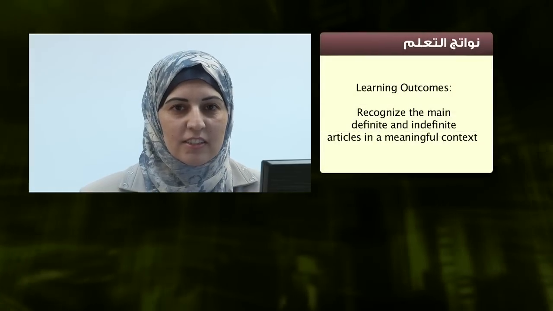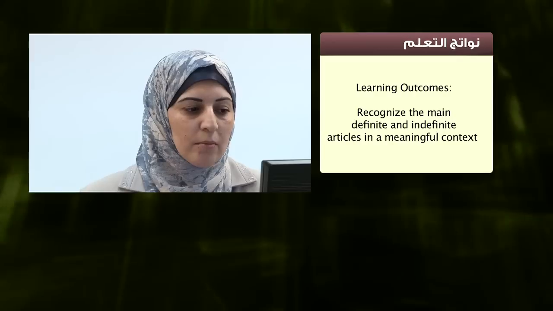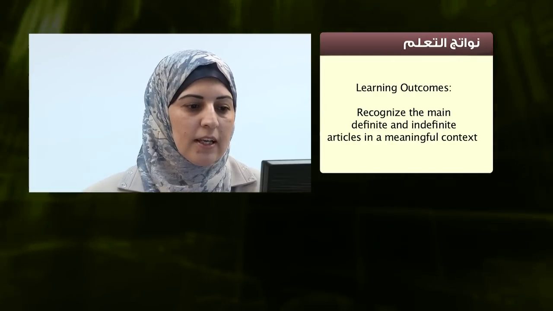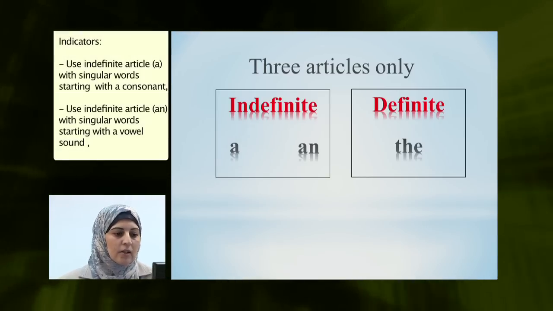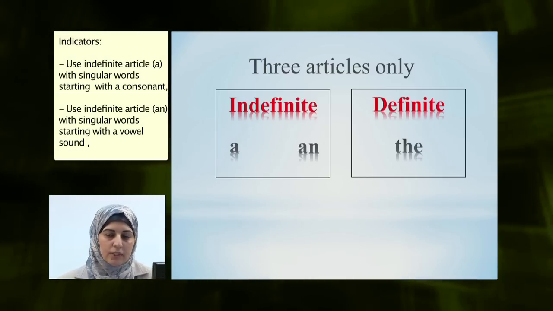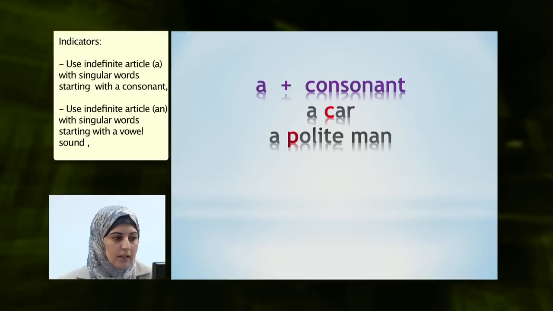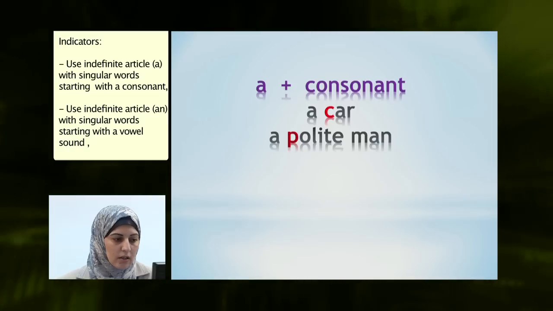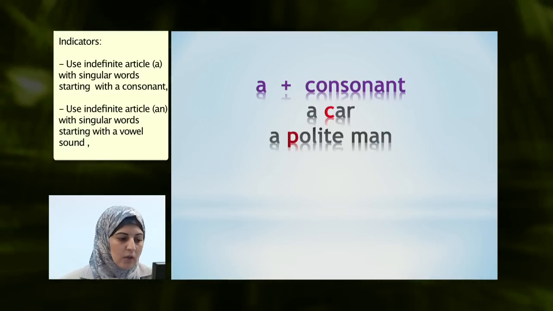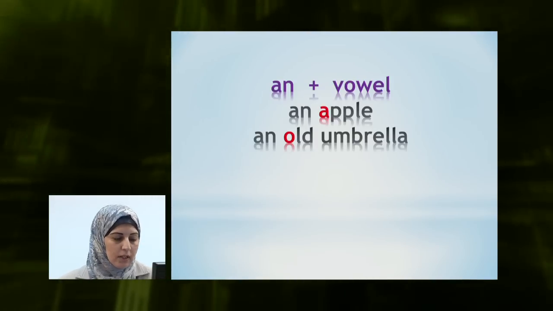There are three articles in English: a, an, and the. And they come under two groups: indefinite and definite. Indefinite articles are a and an, whereas the is the only definite article. Now, what is the difference between a and an? A comes before the consonants, so you say a car and a polite man, whereas an comes before vowels, so you say an apple and an old umbrella.